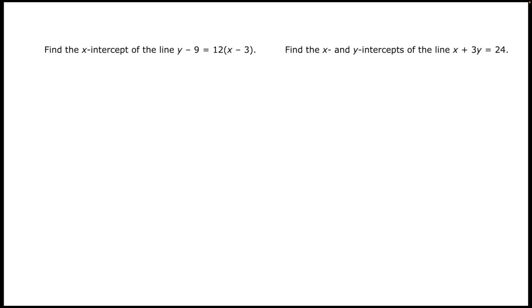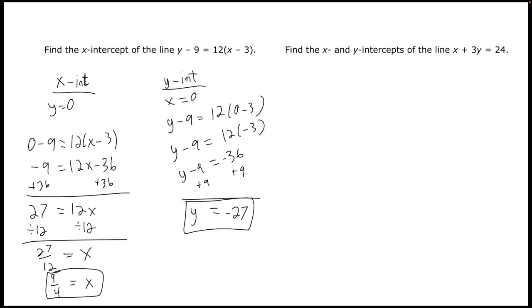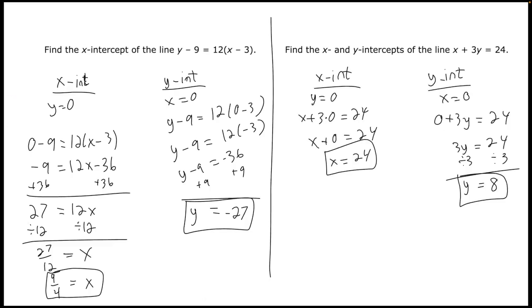Okay, now that you've had time to work these problems, let's check your solutions. For the first problem, you should have substituted 0 in and gotten an x-intercept of 9/4. You had to reduce a fraction there, or 2.25, I guess. Or you did the y-intercept, which gave you y equals -27. And for the second problem, you should have gotten an x-intercept of 24 and a y-intercept of +8.